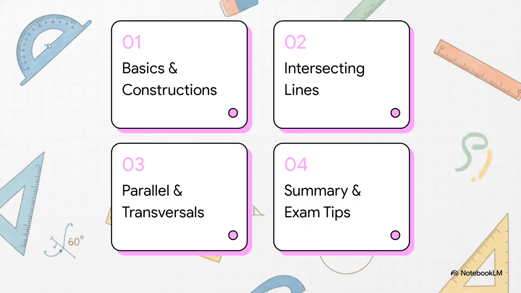Here is our roadmap. We are following the exact textbook order, so you know exactly where we are every step of the way. We'll kick things off with basics and constructions, move right into intersecting lines, dive deep into parallel lines and transversals, and finally wrap the whole thing up with a summary and some killer exam tips.